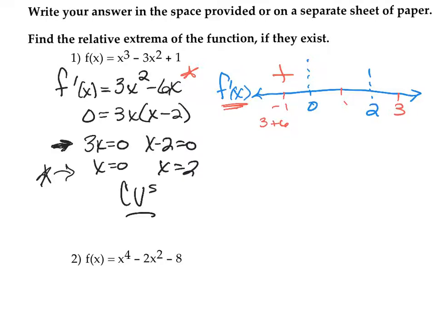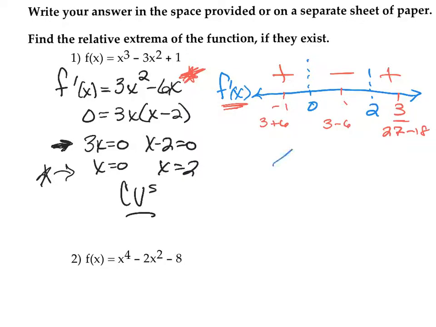Substitute a 1 into the first derivative. 3 times 1 is 3. Minus 6 times 1 is minus 6. That gives you a negative number. And then over here at 3, and I'm substituting in here, right? I'm going through this quickly. 3 squared is 9 times 3 is 27. Minus 6 times 3, minus 18. That's a positive number. Remember, we don't care whether we actually know the number. We only want to know whether it's positive or negative.